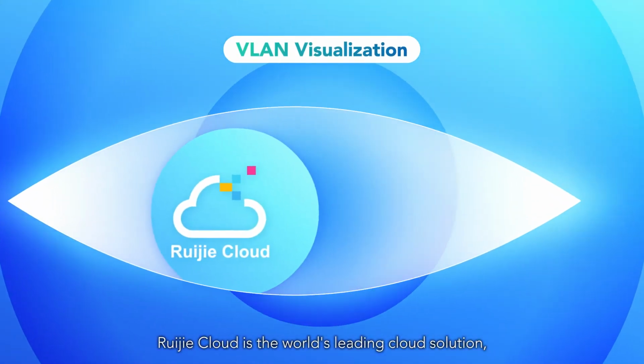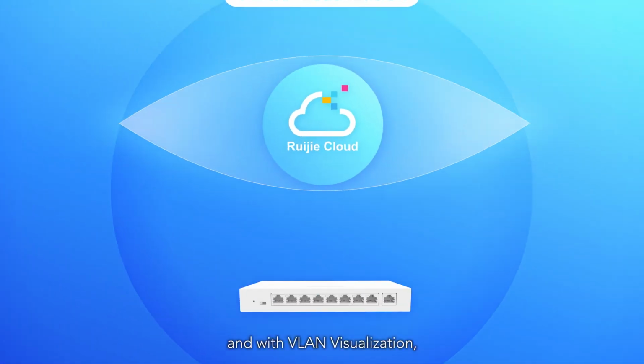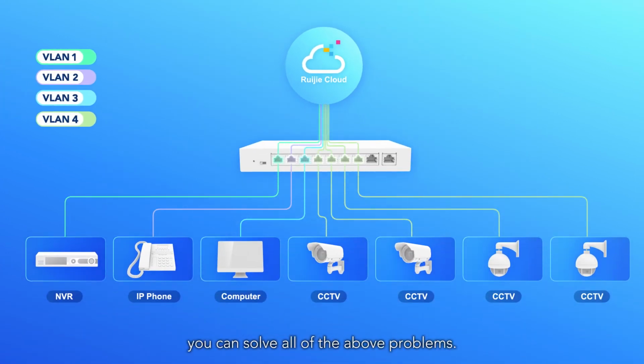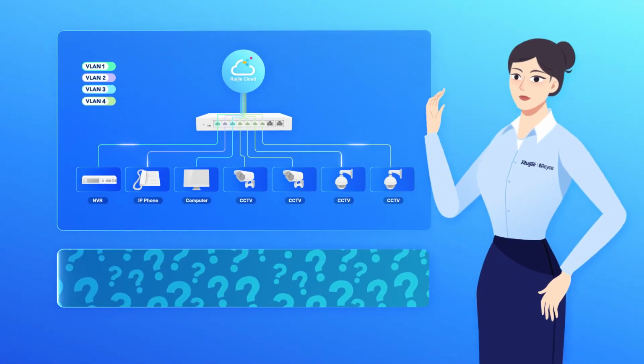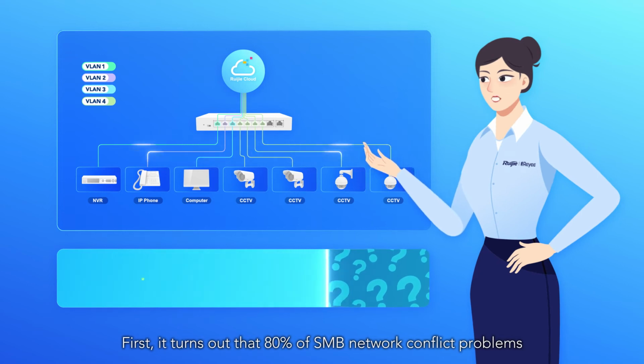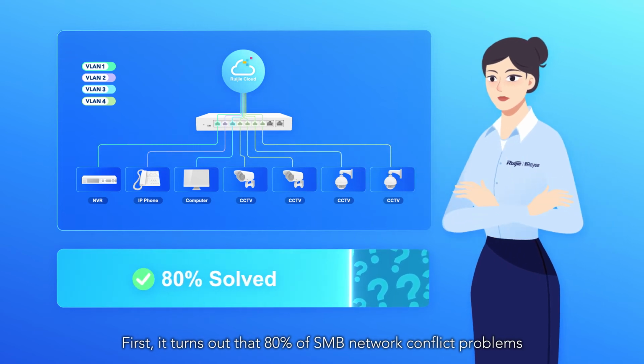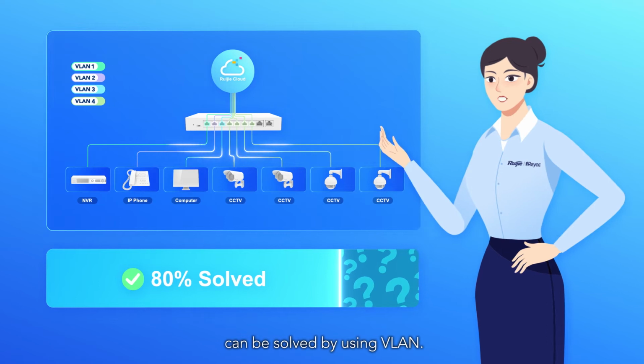Rigi Cloud is the world's leading cloud solution, and with VLAN visualization, you can solve all of the above problems. First, it turns out that 80% of SMB network conflict problems can be solved by using VLAN.